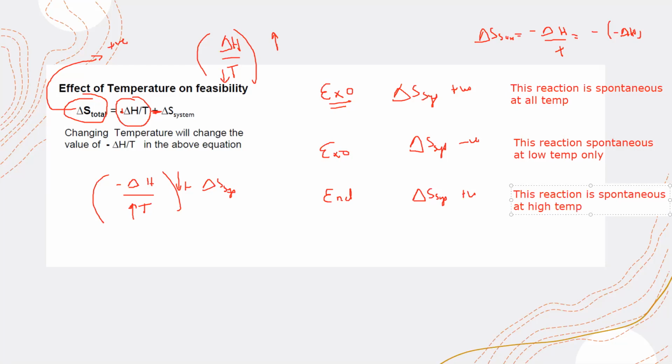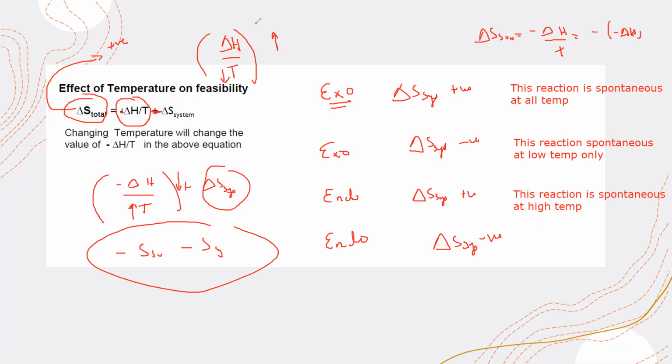And the last case, if the reaction is endothermic and the entropy of the system is negative, so this value will be negative and this is already negative, so it can never be spontaneous, because the entropy of the surrounding is negative and the entropy of a system is negative. So when I add the two values, I will always get a negative answer. So it is non-spontaneous at all temperatures.